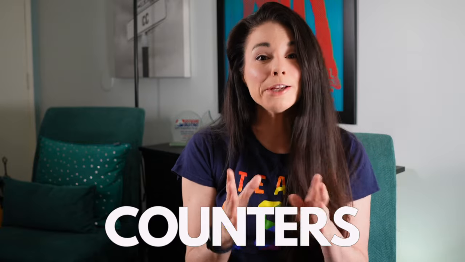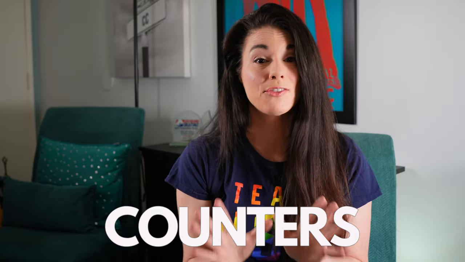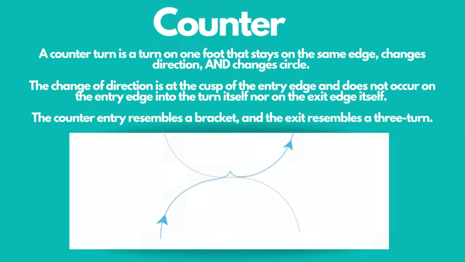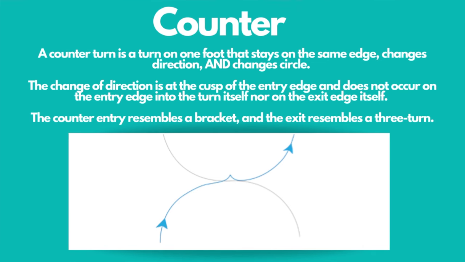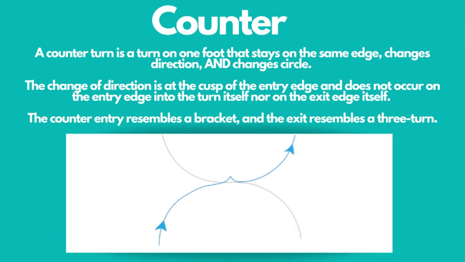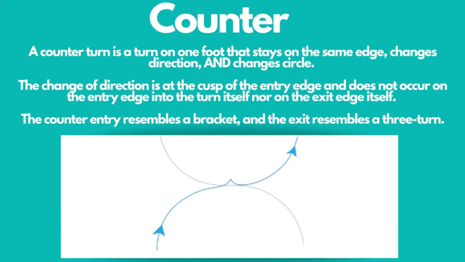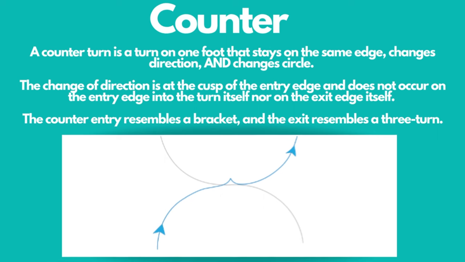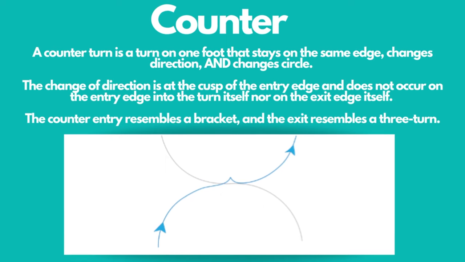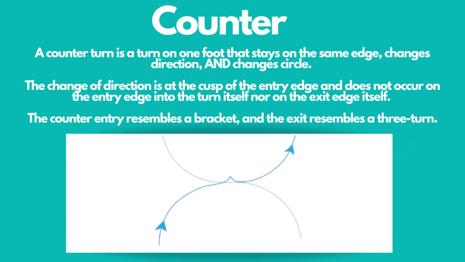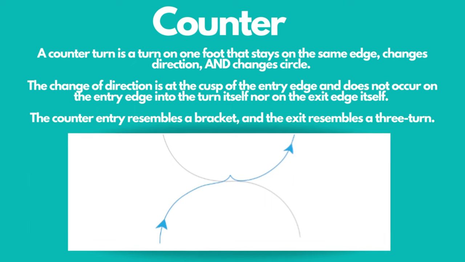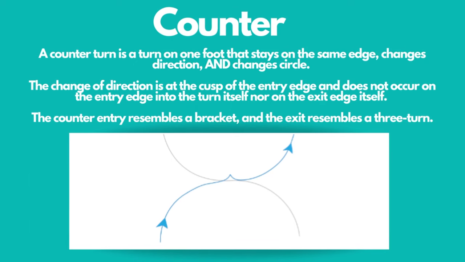Counters. In my opinion, counters are the most challenging of all the turns. A counter is a turn that stays on one foot, stays on the same edge, changes direction, and changes circle. The direction change is at the entry edge's cusp or apex. It does not occur on the entry edge into the turn itself, nor on the exit edge itself. The counter entry resembles a bracket, and the exit can look more like a three turn. Counters can be forward to backward or backward to forward.